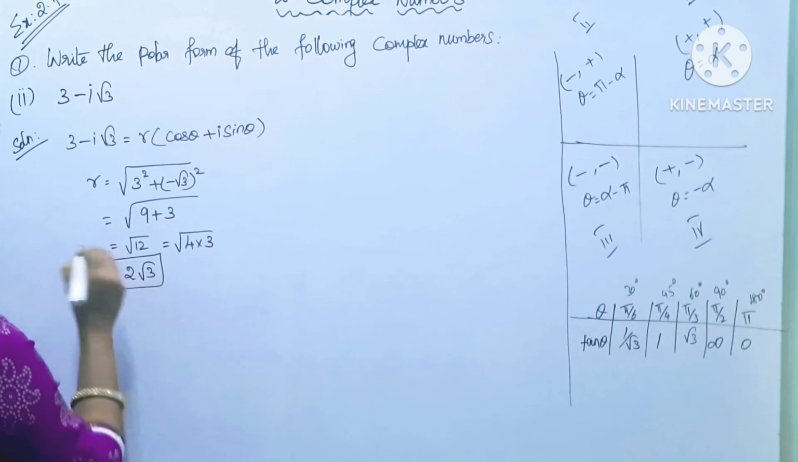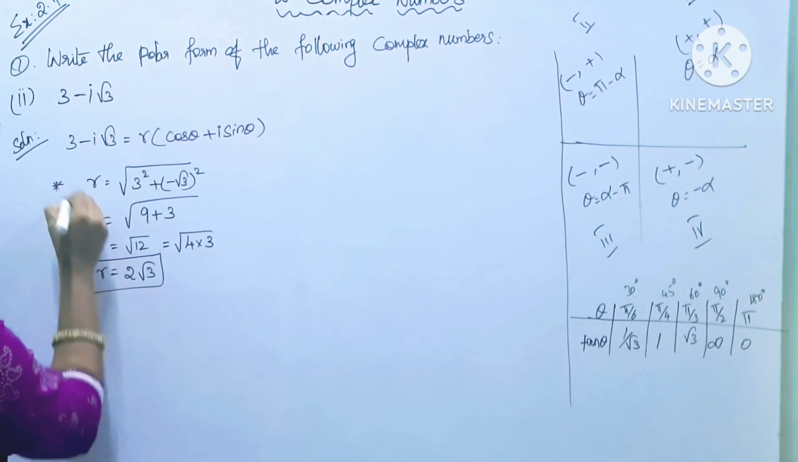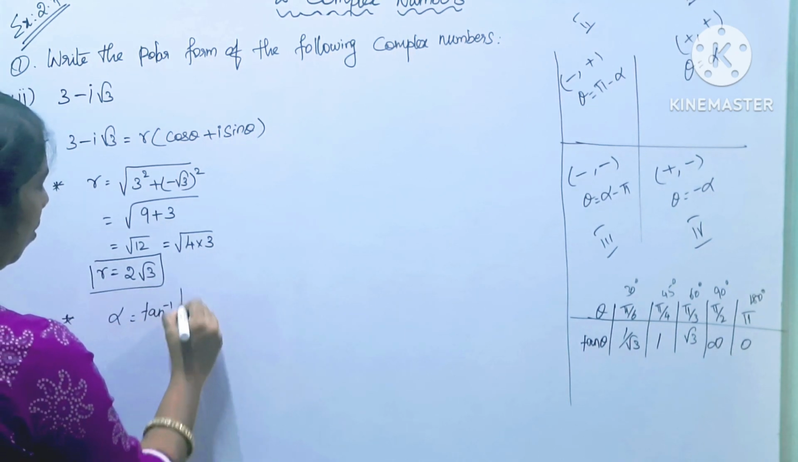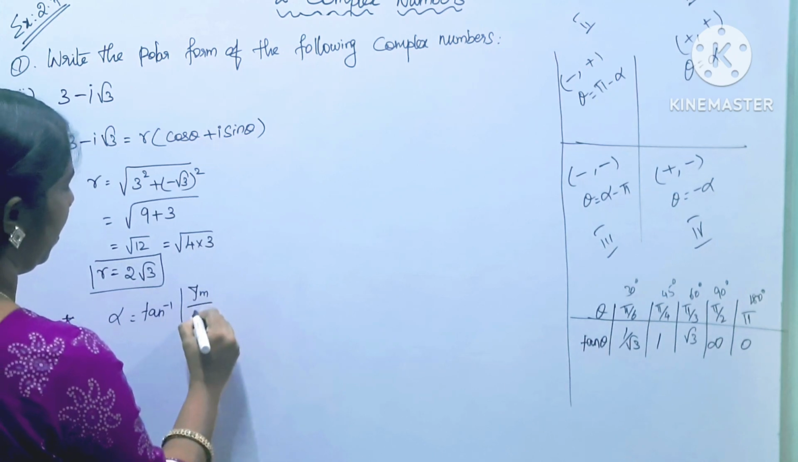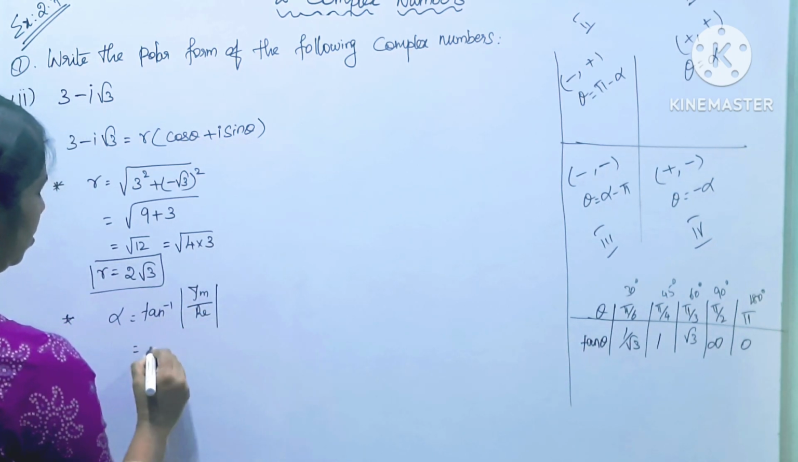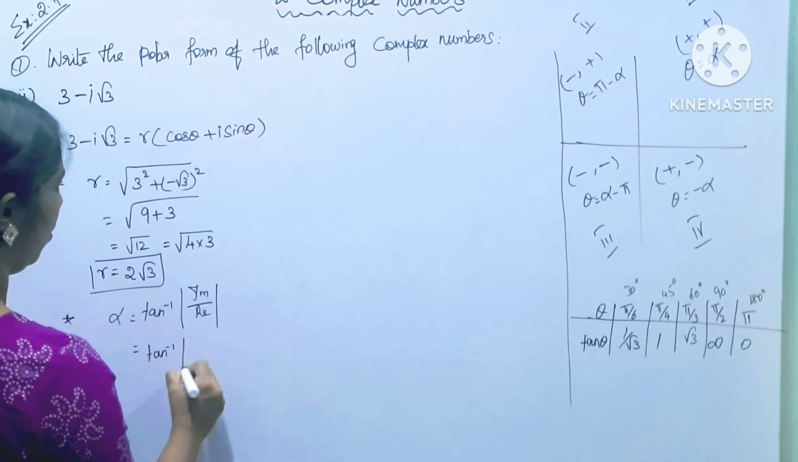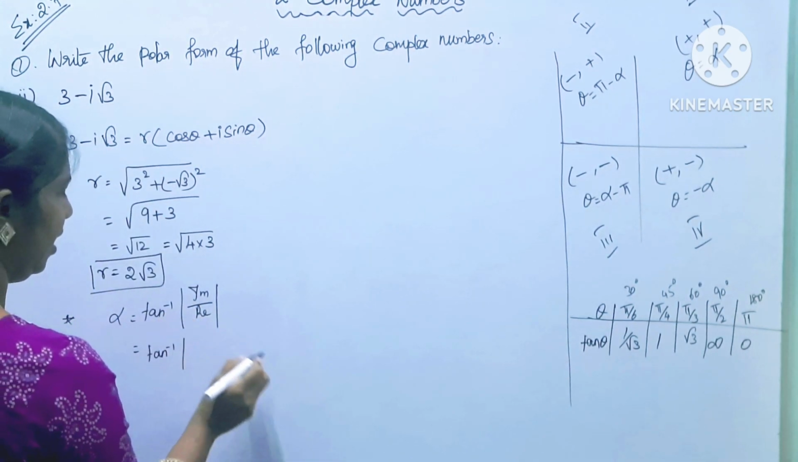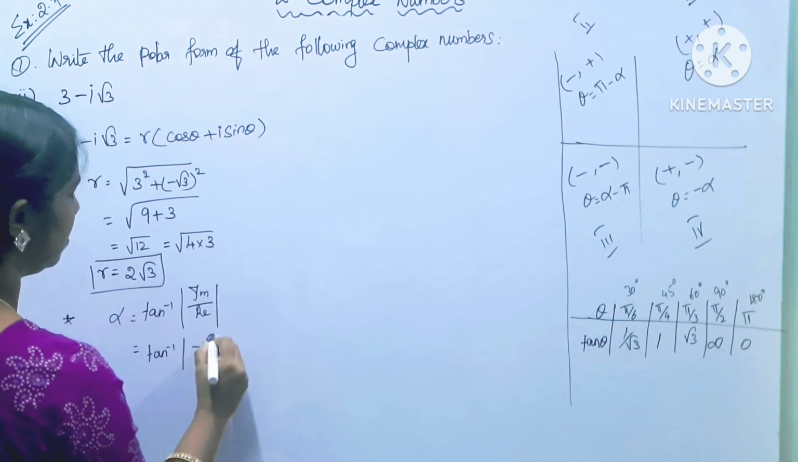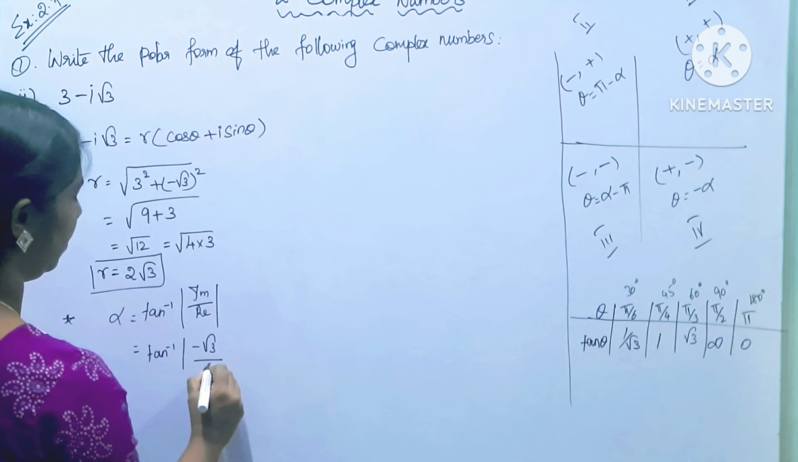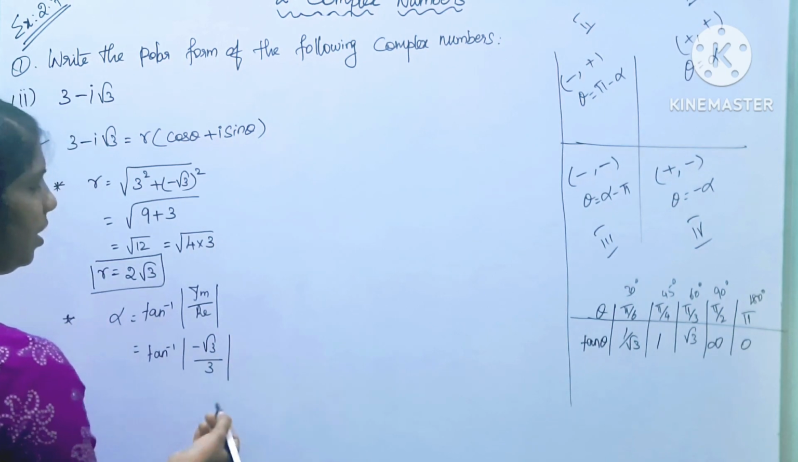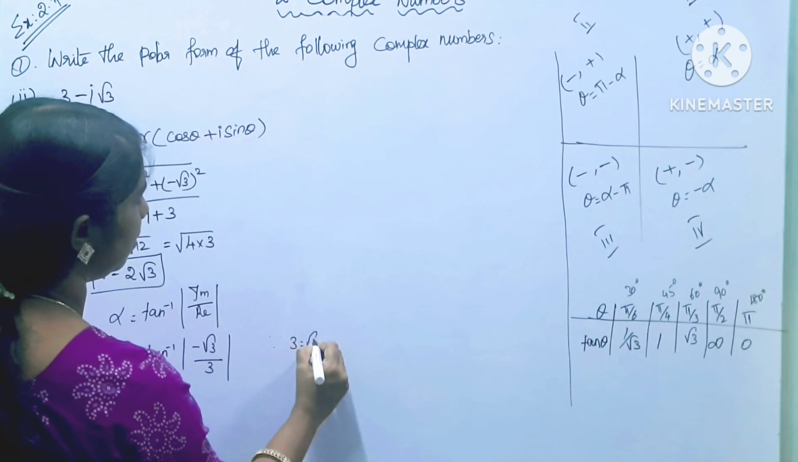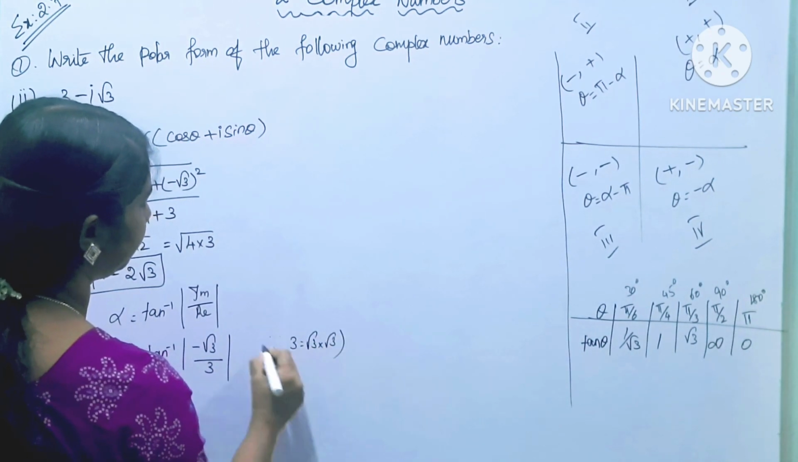And the formula for finding theta is nothing but alpha is equal to tan inverse of modulus of imaginary part by real part. So this is tan inverse of modulus of imaginary part, which is minus root 3. Here we must be very careful with the sign. Minus root 3 by the real part, which is 3. So root 3 and 3 cancel: any number 3 we can write as root 3 into root 3.